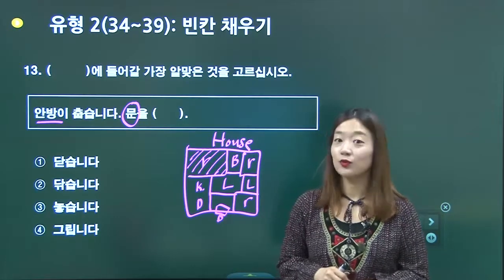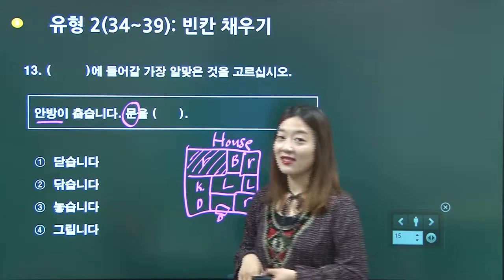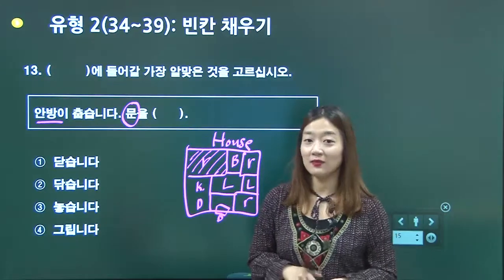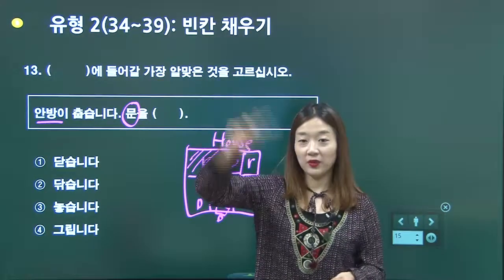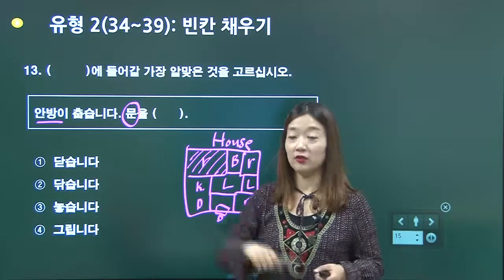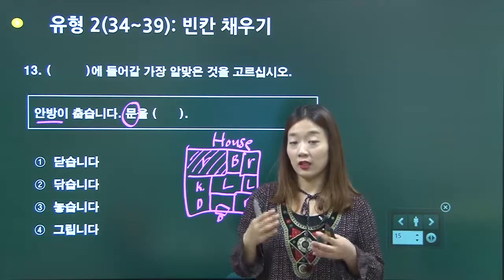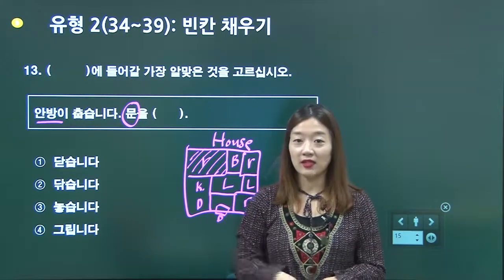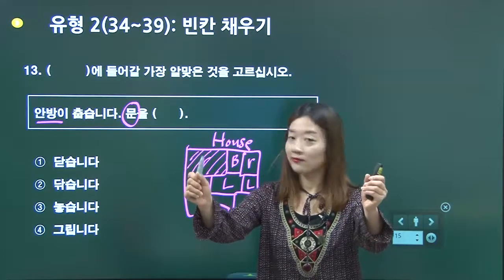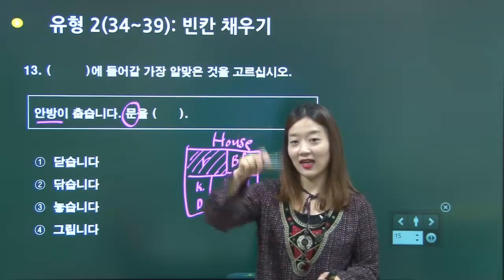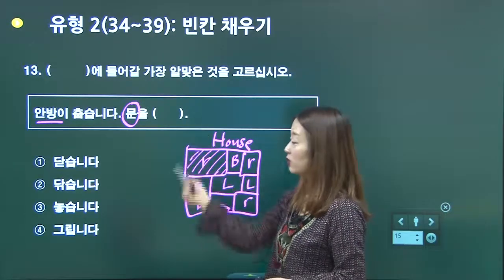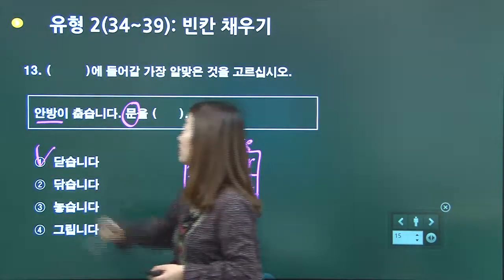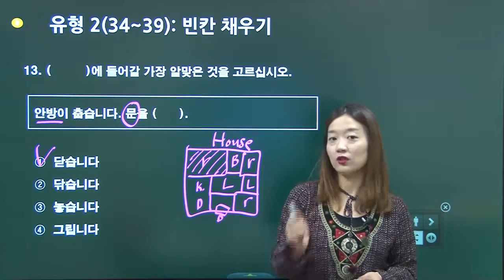문을 닫다. 문을 닫다. Number one, 닫습니다. That's right, 문을 닫습니다. Number two, 닦습니다. 닦다. Wipe, clean. Are you going to clean the door if you feel very cold in the room? It doesn't make sense, right? Number three, 놓습니다. Put. 문을 put. Number four, 그립니다. You can draw the door when you feel cold in the room. It also doesn't make sense. So which is the best? Number one, 문을 닫습니다. Close the door.